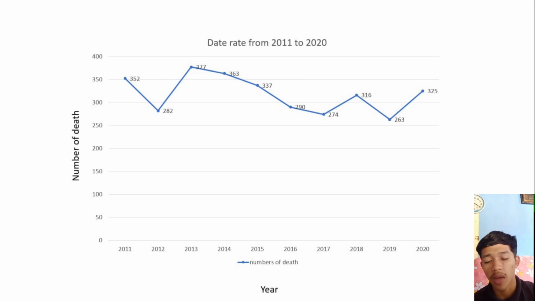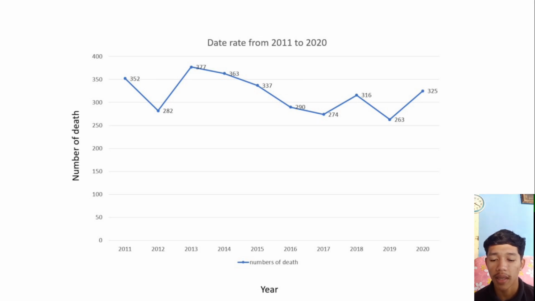In 2012, the death rate rose sharply up to 377 in 2033. In 2030, the death rate decreased until 2070 and then increased by 3,360 in 2018. It is because of the lack of awareness among people who throw garbage in the water.